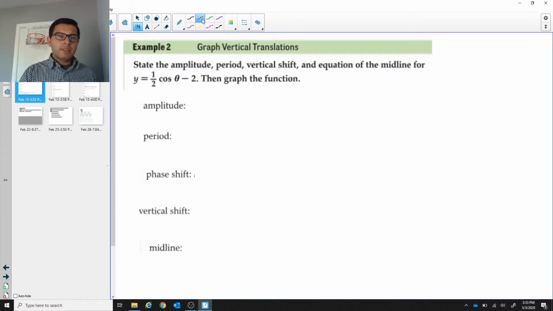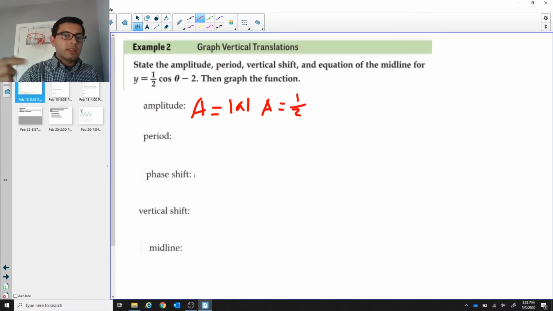Alright, so we have this going on here. We have y equals 1/2 cosine of theta minus 2. So we want to identify everything that we possibly can about this function. We first want to find the amplitude. Now the amplitude has been the easiest thing so far because the amplitude is just going to be equal to the absolute value of a. Or another way we can say it is the amplitude is just going to equal 1/2 because that is our a value.